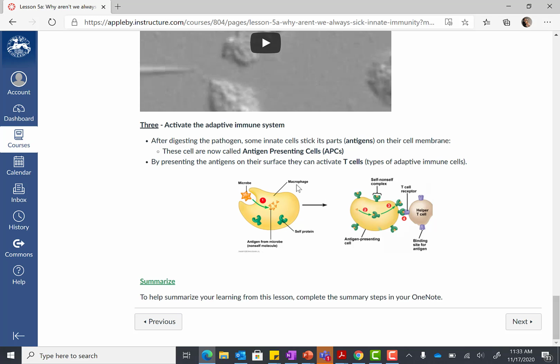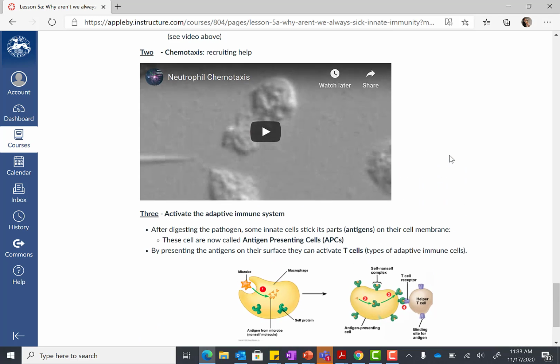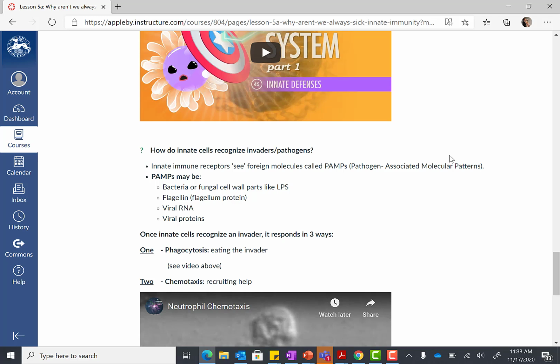You can see right here, after our macrophages and our phagocytic cells consume parts of a microbe, they present antigens, or proteins from the microbe, on their cell. Those are called antigen presenting cells, specific cells of our immune system that present these antigens to our immune system. By presenting these, they can activate T cells, and that's what kicks off our adaptive immune response. You'll see we start with this idea in our next lesson. So those are your three big parts of how our innate immune system is working.